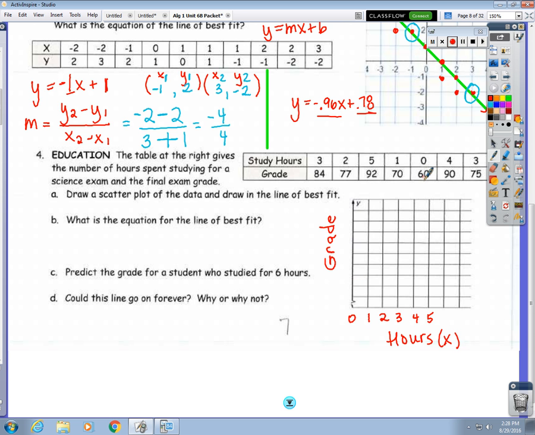The grade ranges from a 60 to a 92. So I'm just going to start with 60 right here. And then I'm going to count that as like 65. So this would be 70, 75, 80, 85, 90, 95, 100. So for my y-axis, the scale is from 60 to 100, but the intervals are jumping by 5s. Okay? If you didn't do yours exactly like this, it's okay, but you have to have the hours on the x and grade on the y. Okay, now we're ready to do our scatter plot.